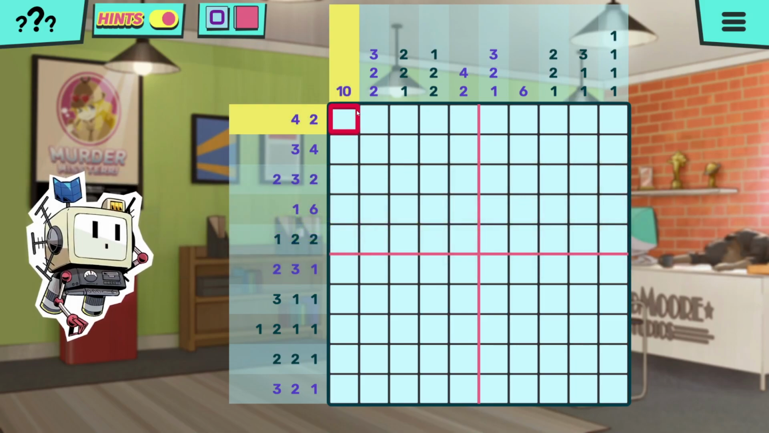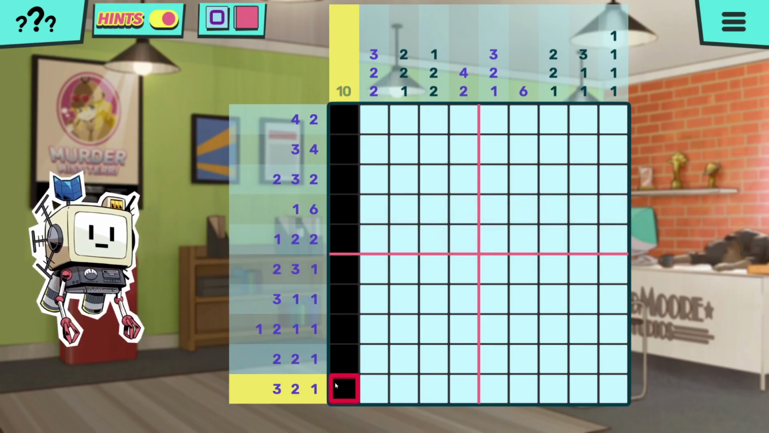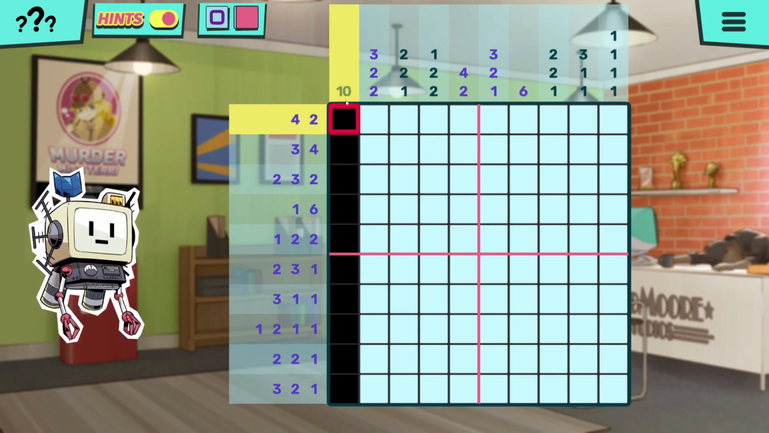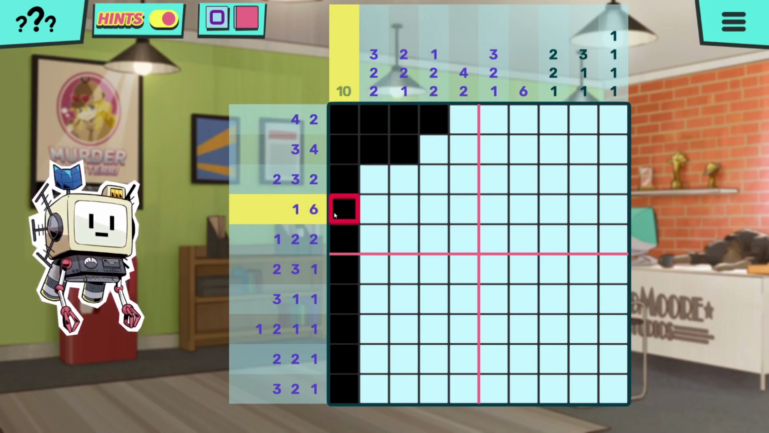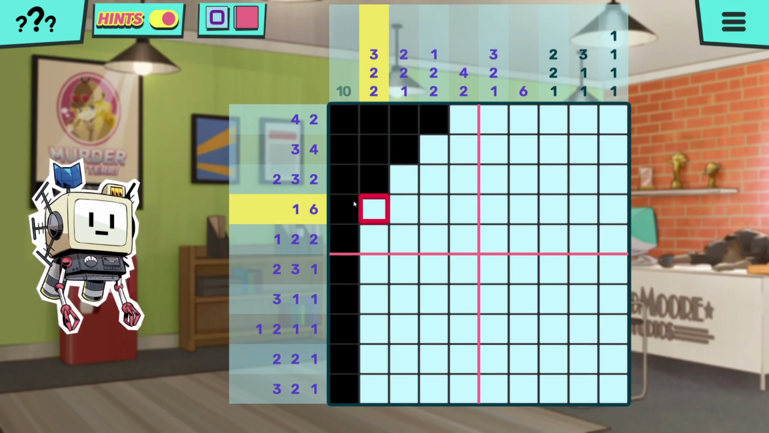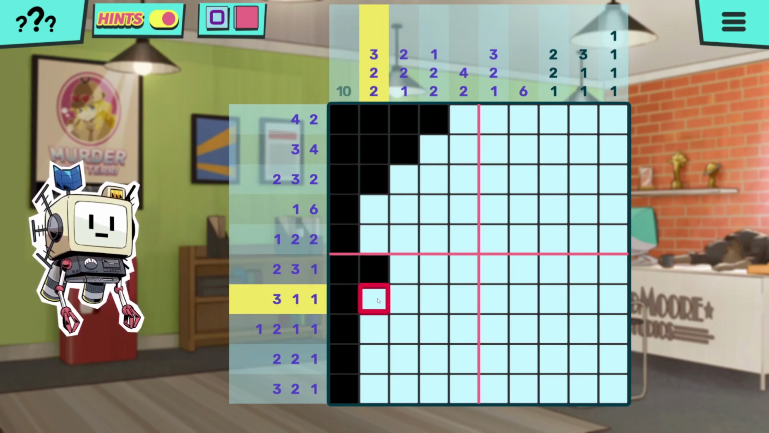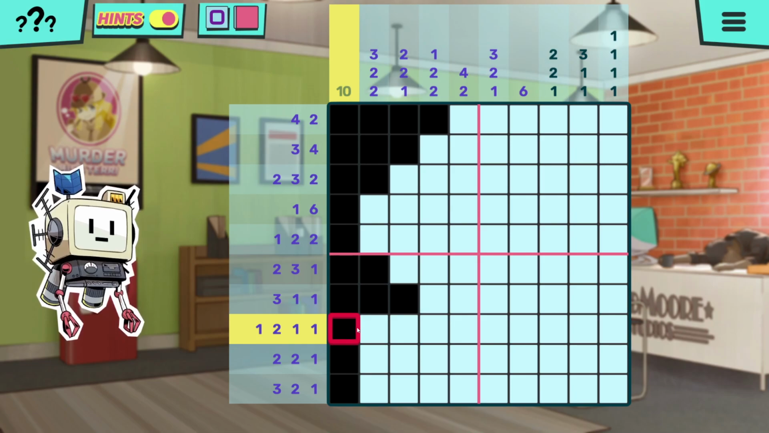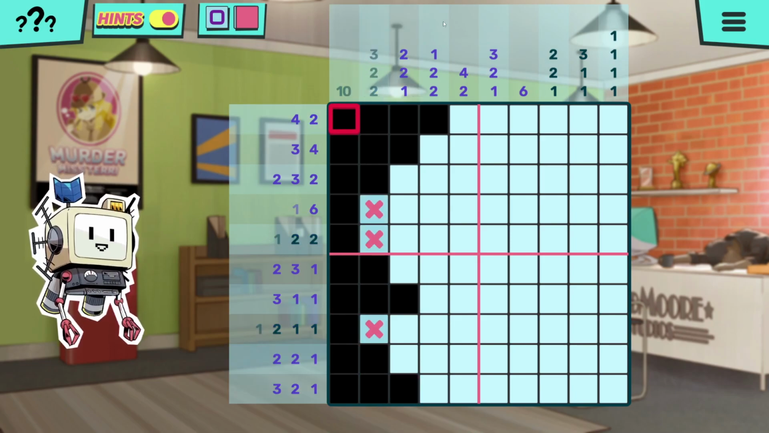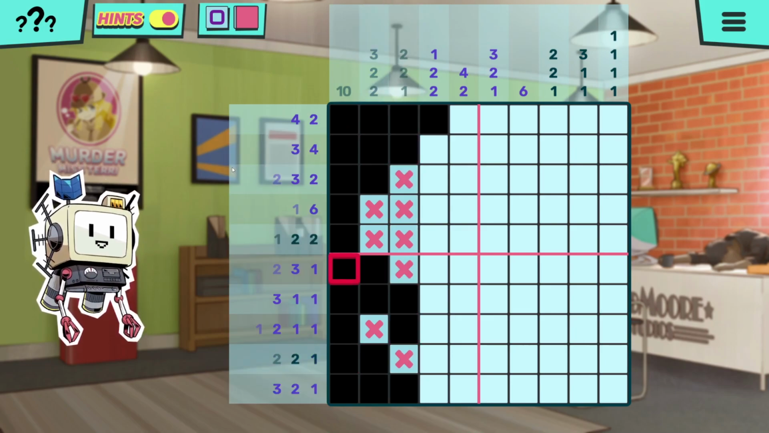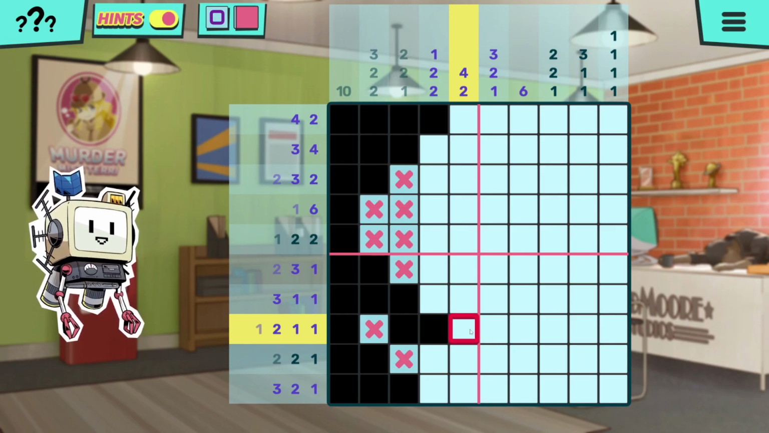Okay, 10, where are we at? Okay, this is the final puzzle that we're gonna do. So 4, 1, 2, 3, 4, 3, 1, 2, 2, 1, 1, 2, 3, 1, 2, 3. Okay, so this one's 2, 2, 1, what? Oh, fuck me. So that's the 2.